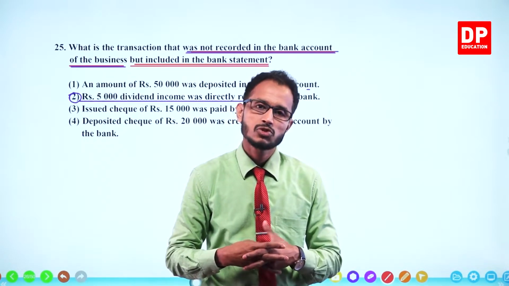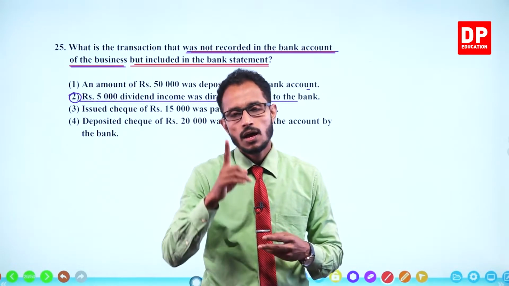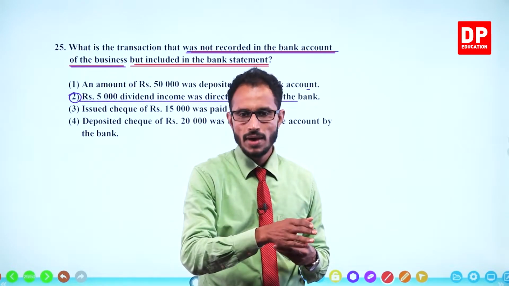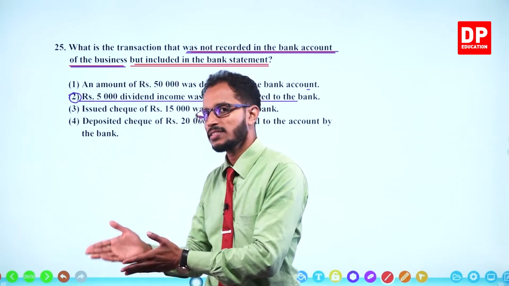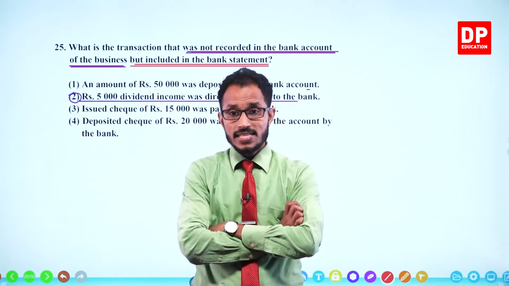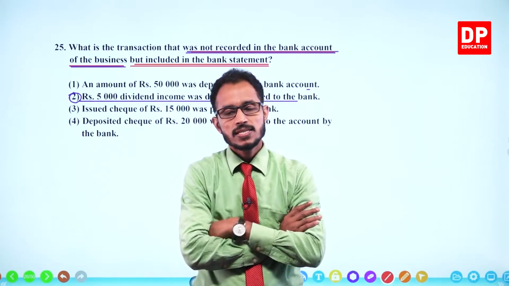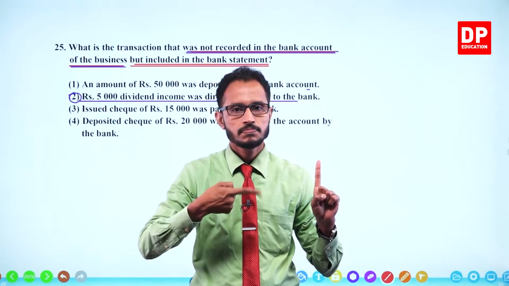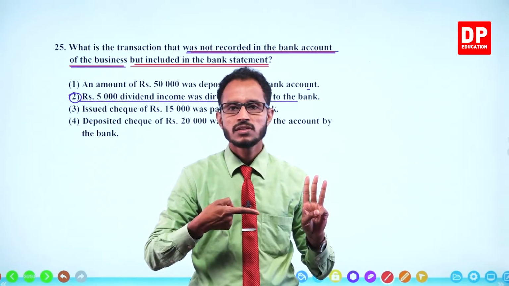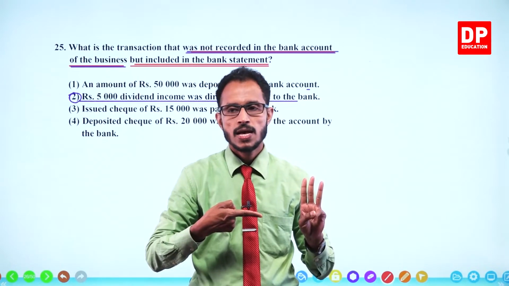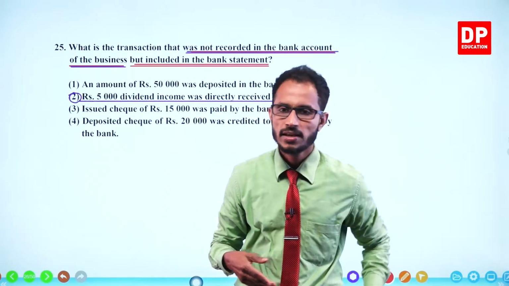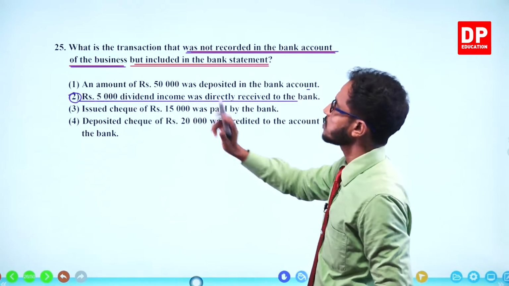These are the reasons for the bank balance in your bank book and the balance of the bank statement to be different: direct remittances, standing orders, bank charges, dividend income directly credited to the bank. These are the reasons. So that is the answer.